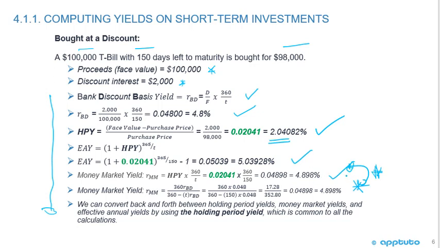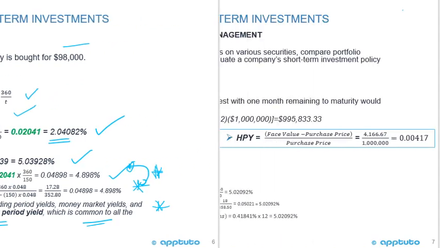So again, depending on the given information, in the next LOS where you need to convert between yields, you've got to know these formulas and know how to run your way through them. So it says here, and that's at the bottom, this is leading into the next LOS, that we can convert back and forth between the holding period yields, the money market yields, and the effective annual yields by using the holding period yield, which is common to all the calculations, and that's why I put it in green. Holding period yield runs through the effective annual yield to the money market yield. Okay? So that's important, and it's important to practice that.